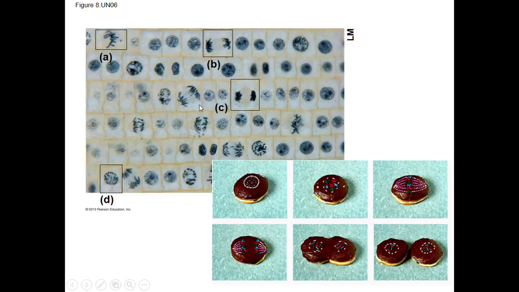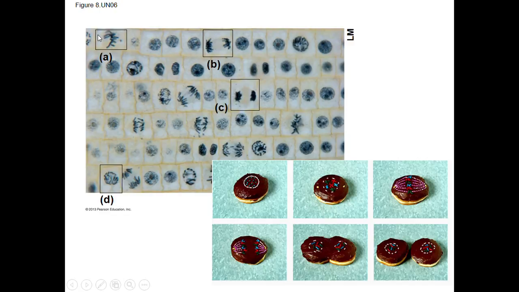And an onion root is a really good example to look at, especially in labs, because you can definitely see these different separate cells that are very easily divided into these squares. But anyways, each square is the cell, and on your own, try to label A, B, C, D into what you think is happening. So remember PMAT, prophase, metaphase, anaphase, telophase. And try to do that with the donuts too, right here. So if you want to do that, pause the video. If you don't, then just keep listening because I'm going to go through it.